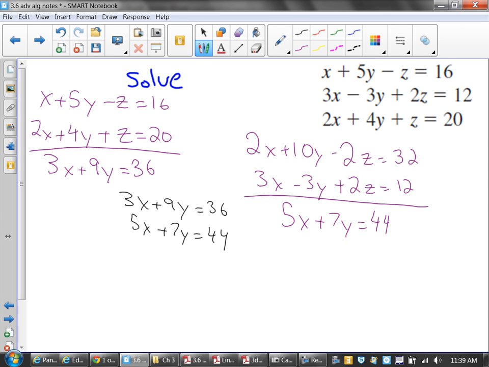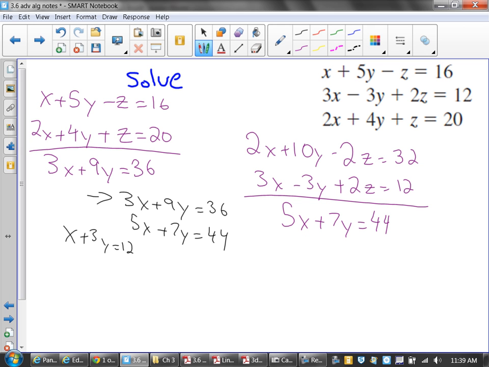But wait! Look at that first equation, 3, 9, 36. What can I do with all of it? Divide it by 3. Divide this whole thing by 3, and you get x plus 3y is 12. Do you agree? Yes, sir. So you have to find the variable in the one equation first, and then you have to go back and find the other. So you have to do both of those equations to find the answer.